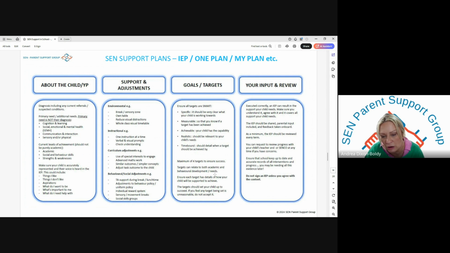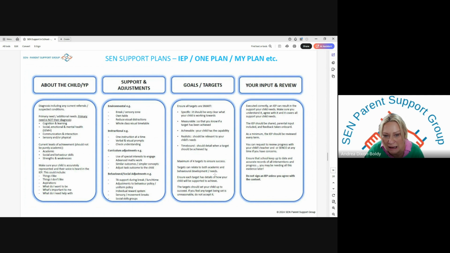Behaviour and social adjustments. So a TA could support during break time, lunch time, so the child isn't alone. They could instigate a buddy, they could adjust the policy, they could give an individualised reward system, have sensory diets, sensory movement breaks, and a social skills group.